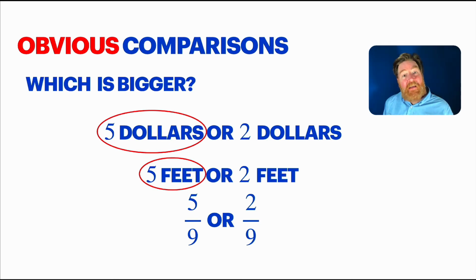5/9 or 2/9 as a fraction, that's the same thing. 5/9 is more than 2/9. So what's making this so easy, all three of these, or what joins them together, what makes them obvious, maybe not easy, is they're the same things. In the fraction world, that means the denominators are the same.